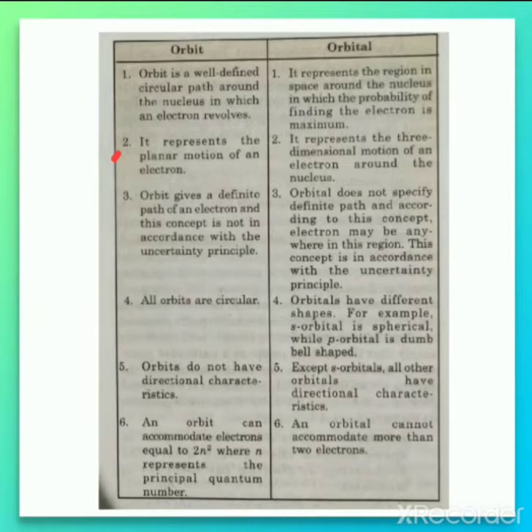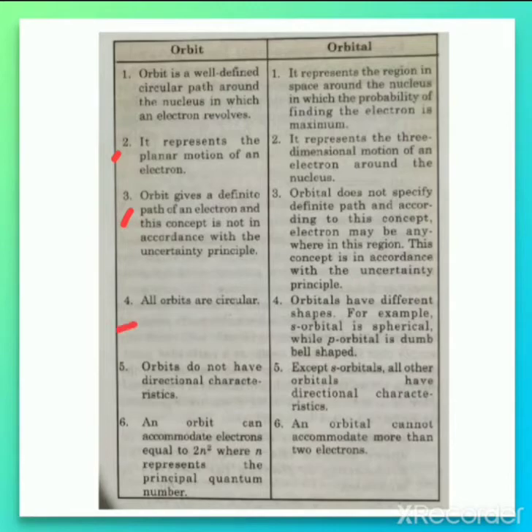Next, the third point. Orbit gives a definite path of an electron, and this concept is not in accordance with the uncertainty principle. This is only giving the definite path, so it does not belong to the uncertainty principle. But orbital does not specify a definite path. According to this concept, the electron may be anywhere in this region. So this concept is in accordance with the uncertainty principle.